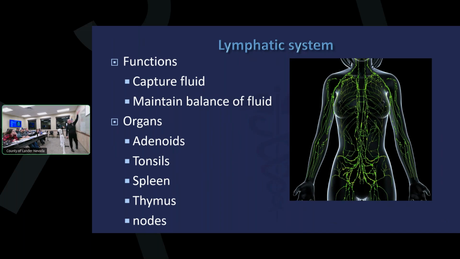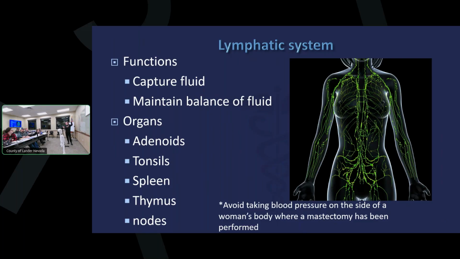So, as you can see, our lymph nodes are everywhere. The most commonly known ones are up in here, but they're really just everywhere. And then we have part of our organs. Our organs are part of our lymphatic system as well: our adenoids, our tonsils, spleen, our thymus, and then our little nodes, which is what you see here. Don't do the blood pressure on the same side. Now, if they've had bilateral mastectomies, sometimes you just can't avoid taking a blood pressure on that side. But you can get blood pressures on legs and stuff.